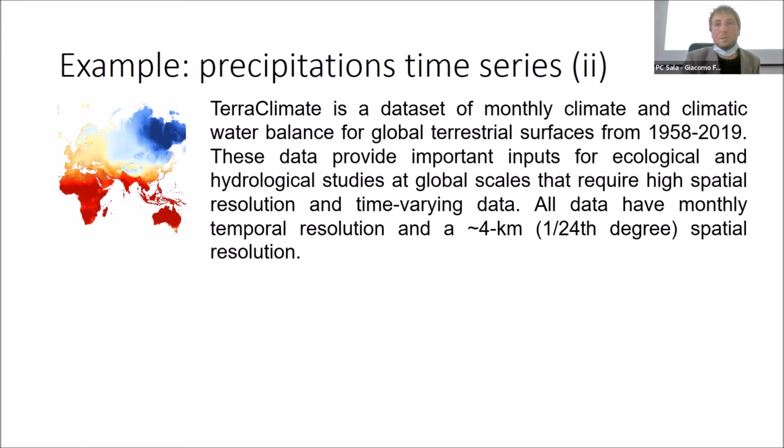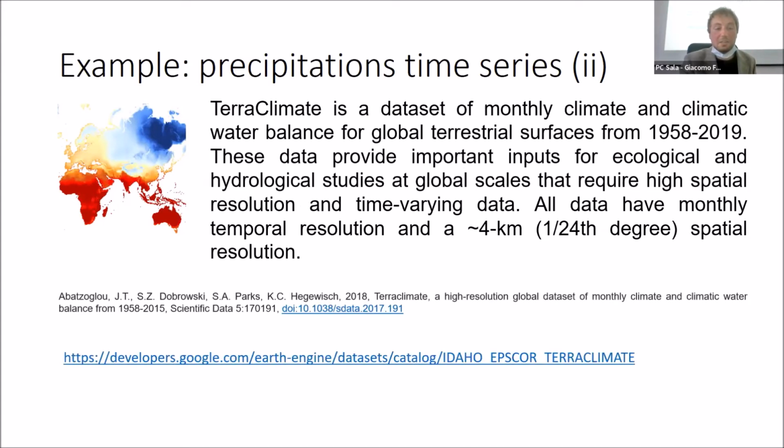Then what we will be doing is extracting data from the TerraClimate dataset, which is a dataset of historical climate and water data, and it provides data at 4-kilometer native resolution. How did I get this information? I got it from the Google Earth Engine dataset database.